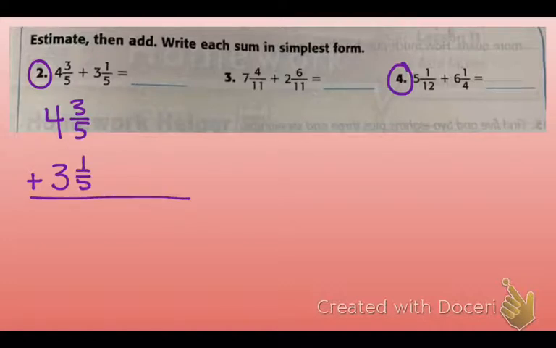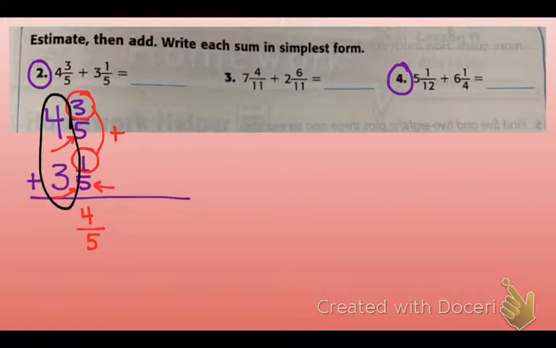All right, first and foremost, I'm going to look at my denominators. Are they the same? If the answer is yes, and it is in this case, then I just need to go ahead and add these two numerators. So 3 plus 1 is 4. My denominator stays the same. I'm still cutting it into 5 pieces. Now I need to go ahead and add my whole numbers. I have 4 plus 3, which is equal to 7.